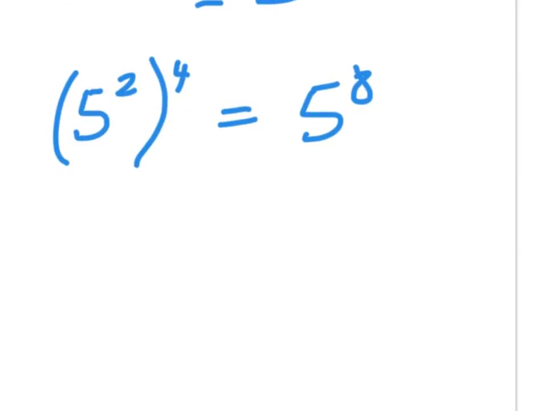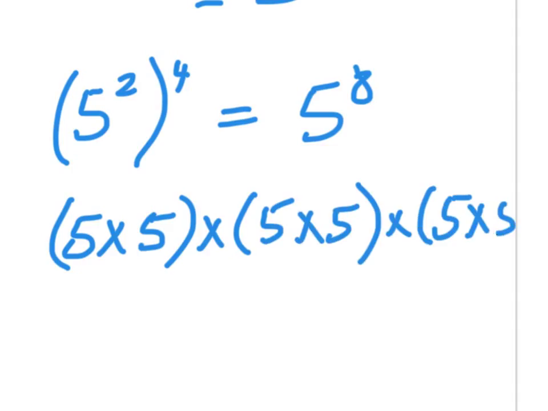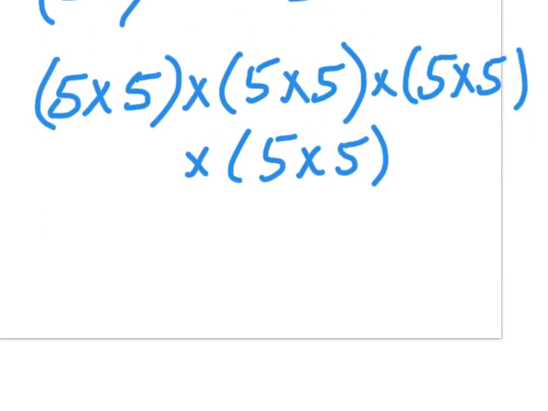So look what's inside the parentheses. 5 squared is 5 times 5. How many times are we going to have that? 4 times. 5 times 5 times 5 times 5 times 5 times 5. Okay, so how many 5s are we multiplying together in total? 1, 2, 3, 4, 5, 6, 7, 8. So that's 5 to the power of 8.